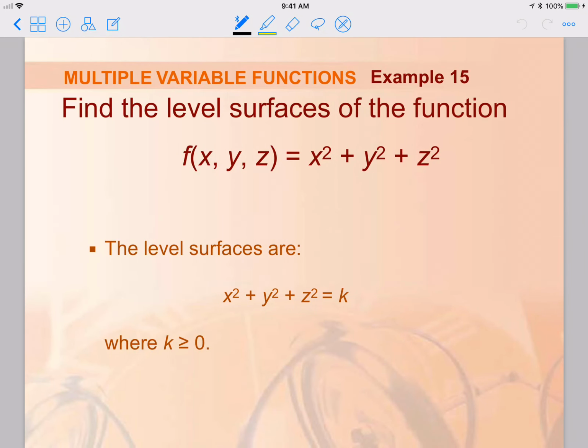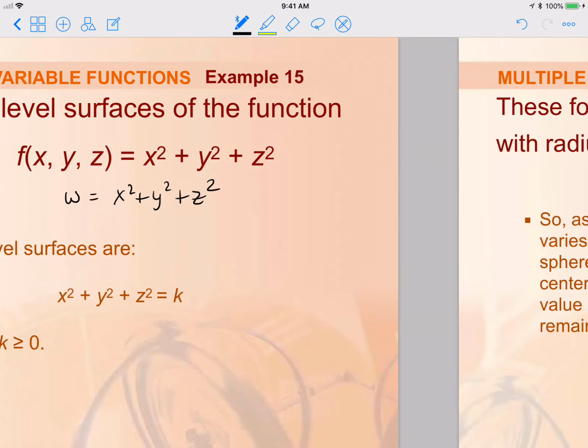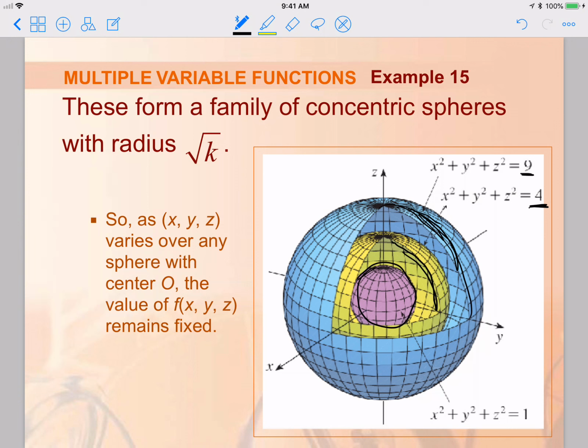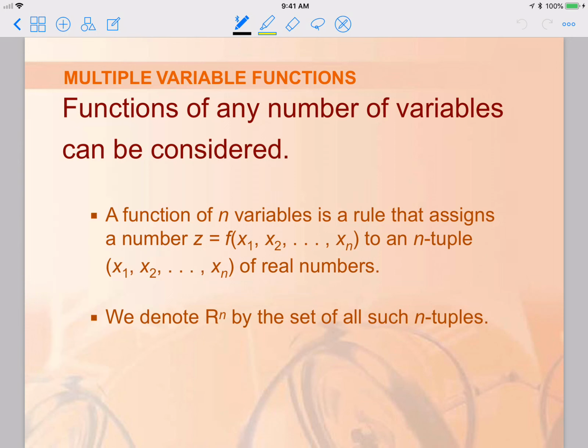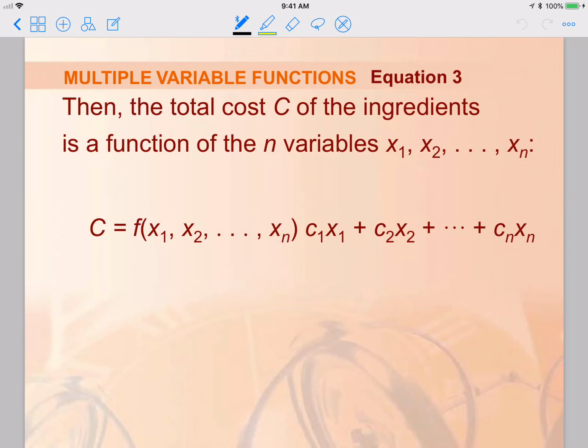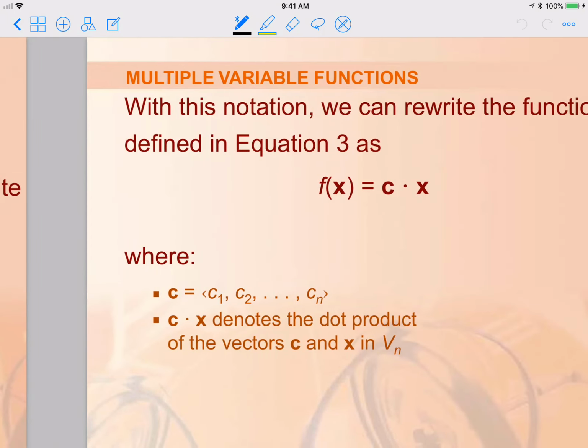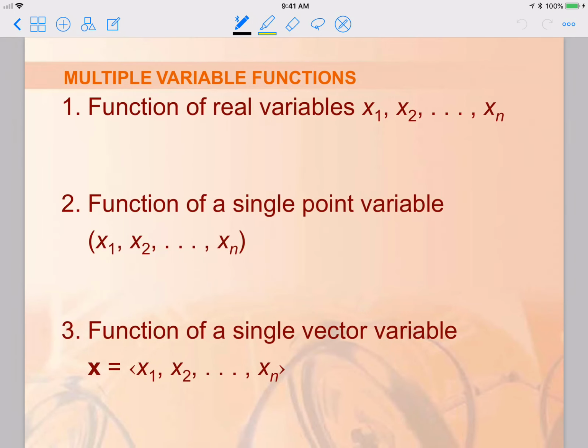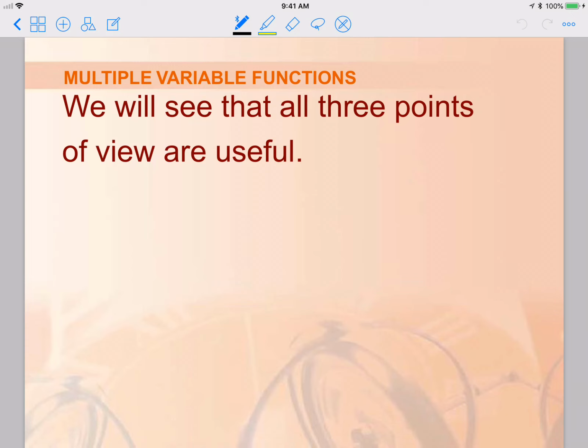This is for the function where you might write w equals x squared plus y squared plus z squared, right? So the value of w is never negative, but it's getting bigger and bigger based on the sphere that you're in. The level surfaces are concentric spheres. Concentric means they have the same center, and the center of those spheres is the origin, and the radius is the square root of k. There are other examples, but that's the main thing I wanted to point out: you've got level surfaces when you have functions of 3 or more variables.